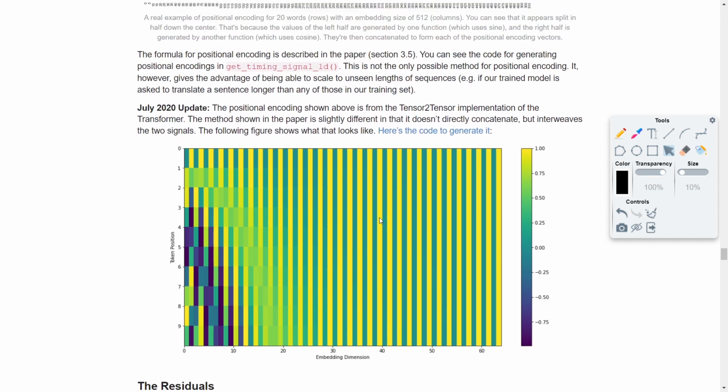Particularly, in one of the tensor to tensor implementations of the transformer, what they tried to do was weave these signals through alternate usage of the two, so it doesn't directly concatenate them but interweaves the two signals that we have.